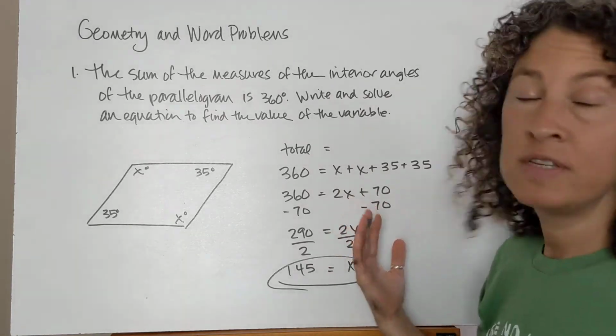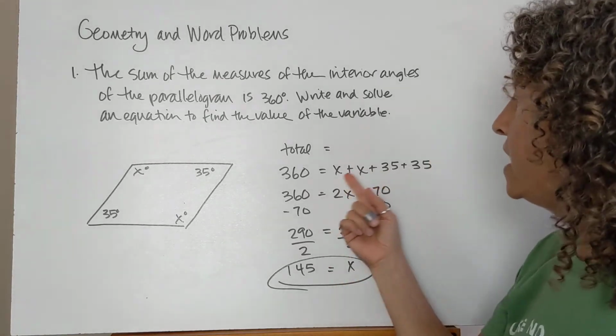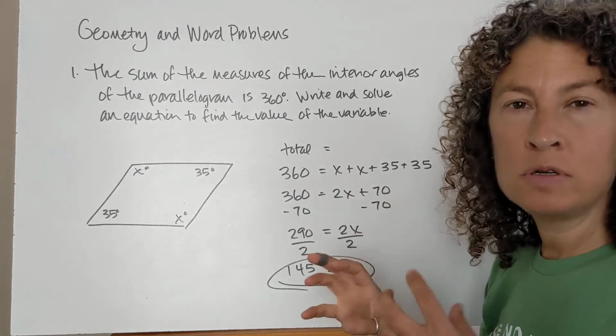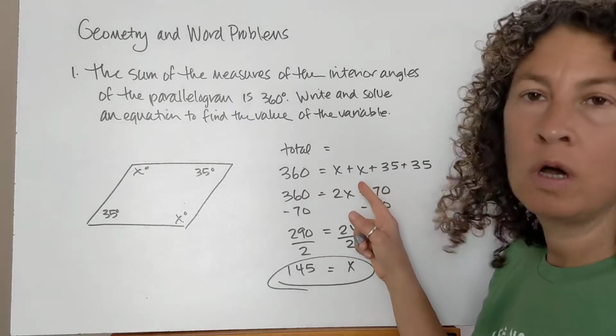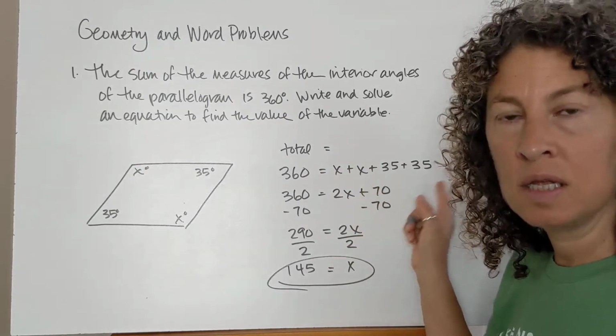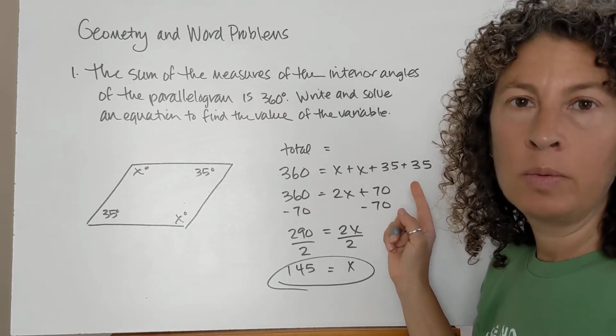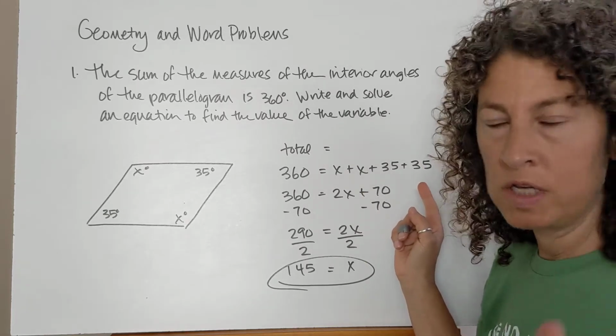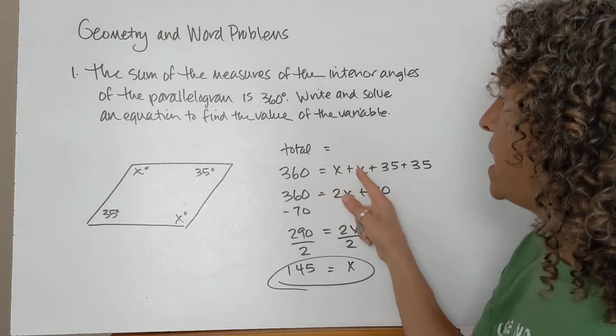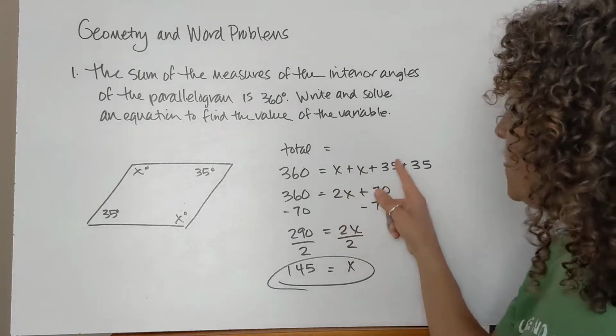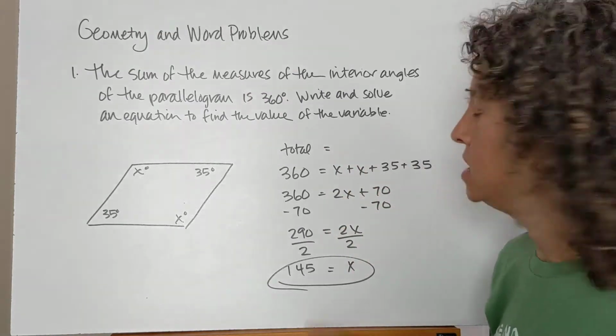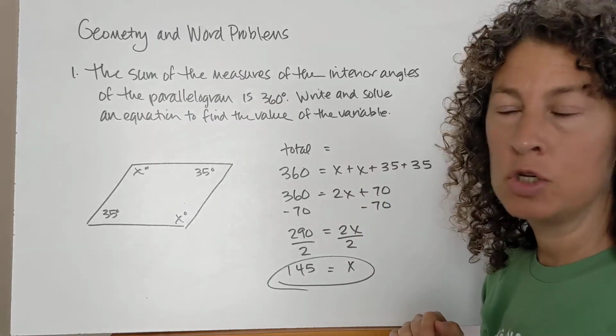I have no parentheses here, but I do have like terms, and you can use shapes to put those terms together. So if you want to circle all of the variables that have an x and then put a rectangle around all the constants, do it, whatever makes sense for you. So x plus x is 2x. 35 plus 35 is 70. So I've combined like terms.